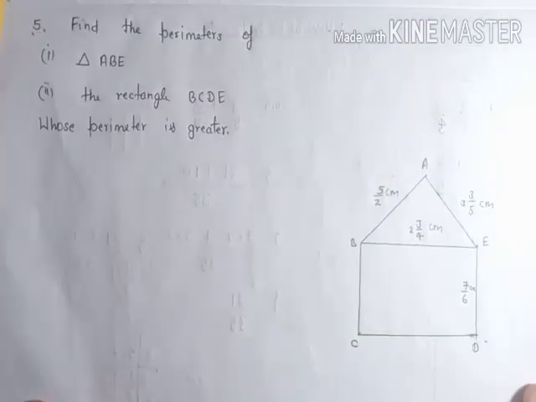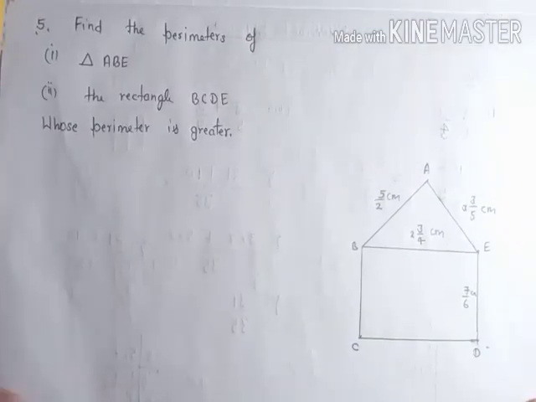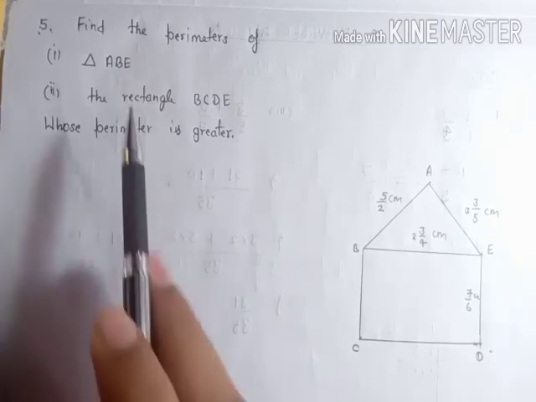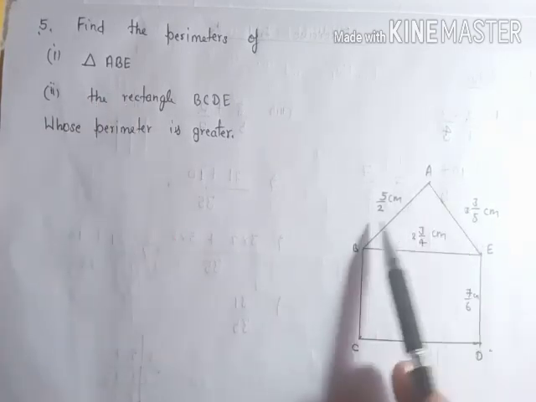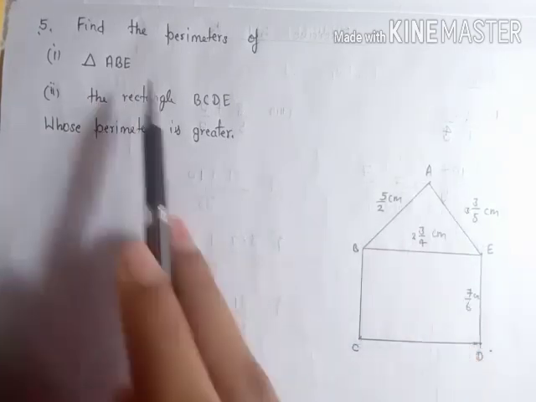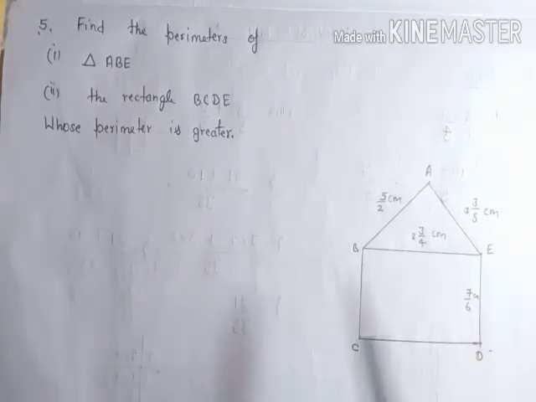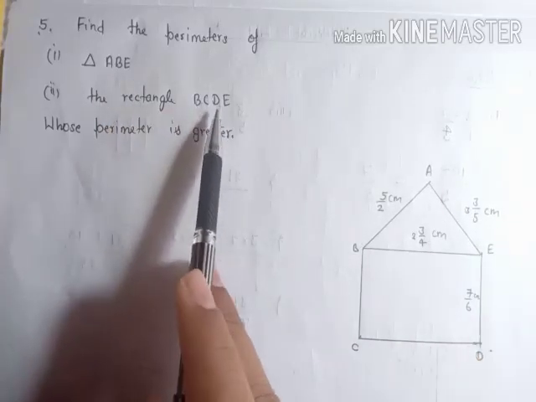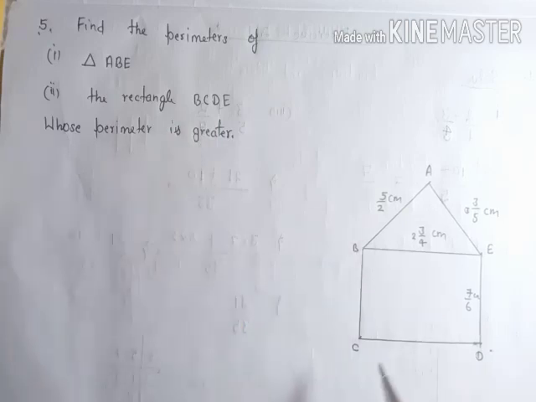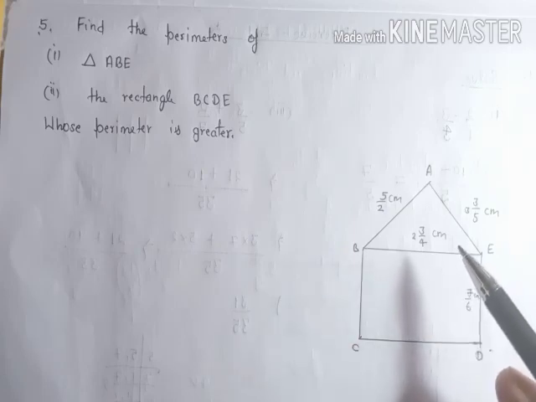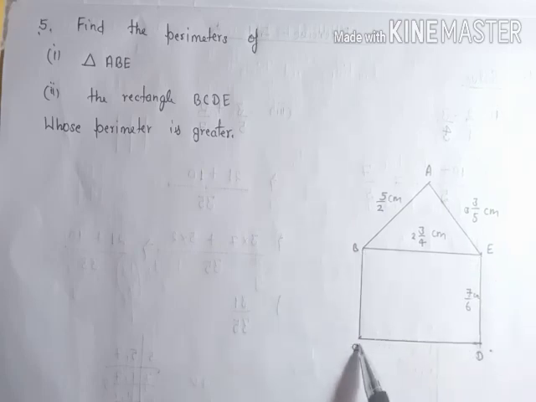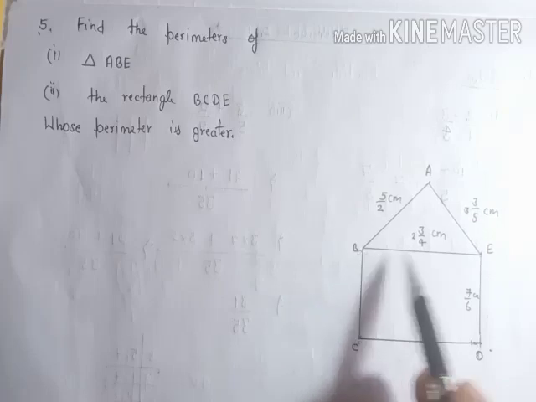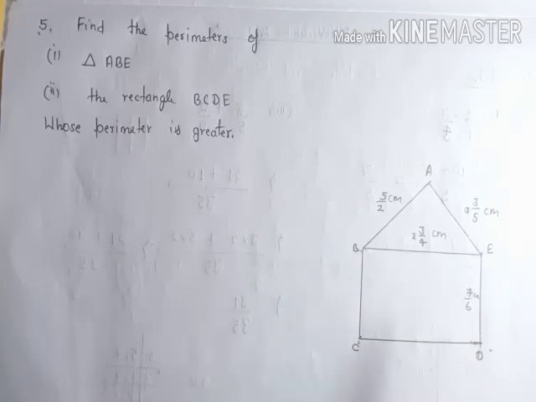We have our fifth question here. We have to find the perimeter of triangle ABE, which is here, and the rectangle BCDE. We have to find the perimeter. And do you know what the perimeter is? Perimeter is the outer length of any body, of any diagram, you can say.